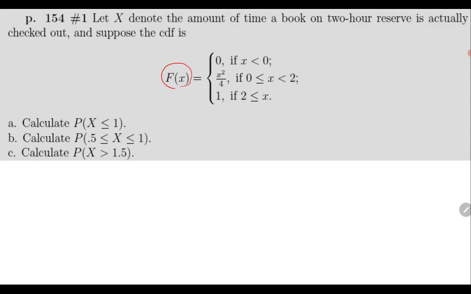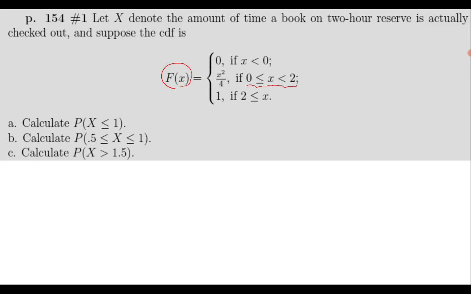So, why is it continuous? Because if you see here, X denotes the amount of time a book on 2 hour reserve is actually checked out. So the time is not a discrete value, it's continuous. You can check it out at any point of time. So first you need to compute probability of X less than or equal to 1.